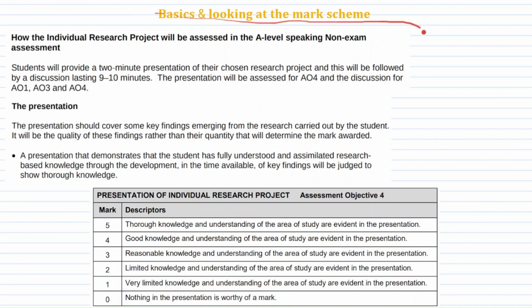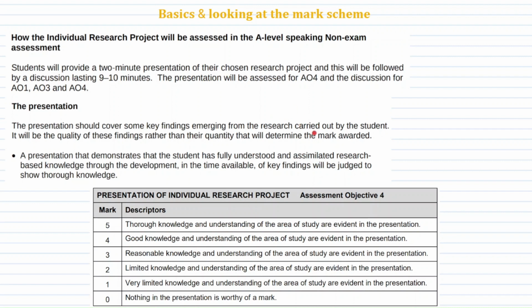First, let's skim through the basics. The 2-minute presentation is a speech that you have to prepare before the speaking exam and present in 2 minutes about your chosen IRP topic. The presentation itself is only worth 5 marks, and those marks are for evidence of thorough knowledge and understanding of the area of study in the presentation.